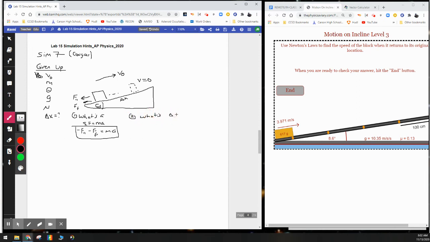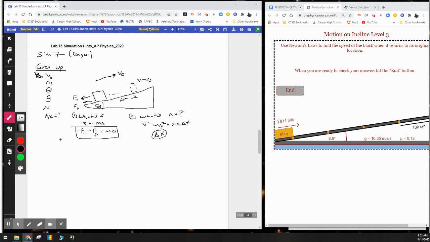Since time is not given, v squared equals v0 squared plus 2a delta x. From here, we get delta x. So this will get us delta x. So now we have delta x. That was going up, and that was our goal: what is delta x going up the ramp?